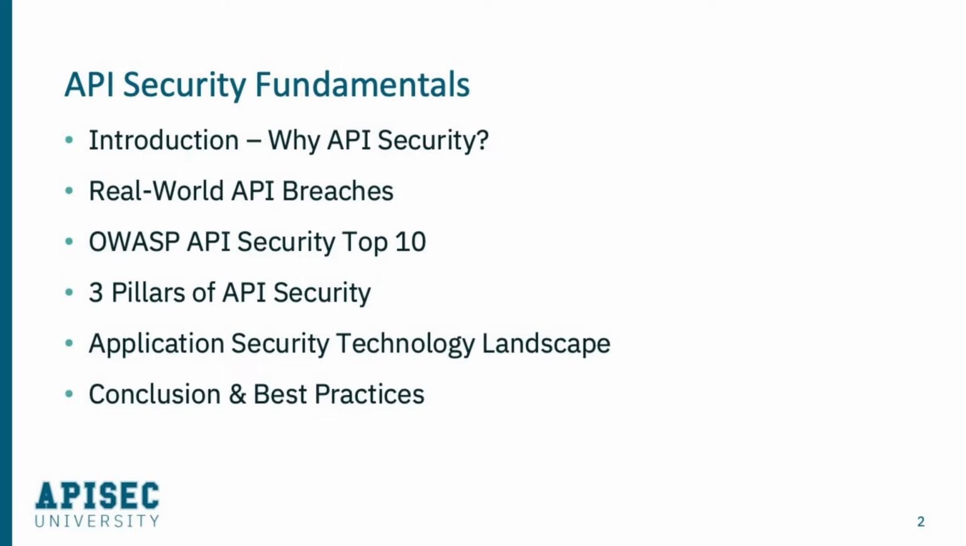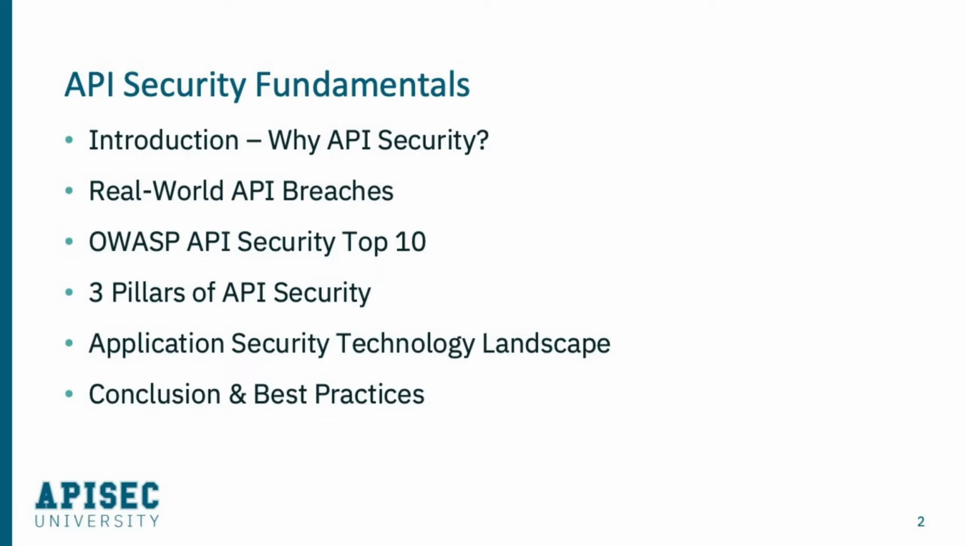We're going to go into the OWASP API security top 10 and really dig into what are each of the elements of the top 10 and what you should know about them, what are the risks that they pose, some examples, and how to prevent those types of risks in your organization.